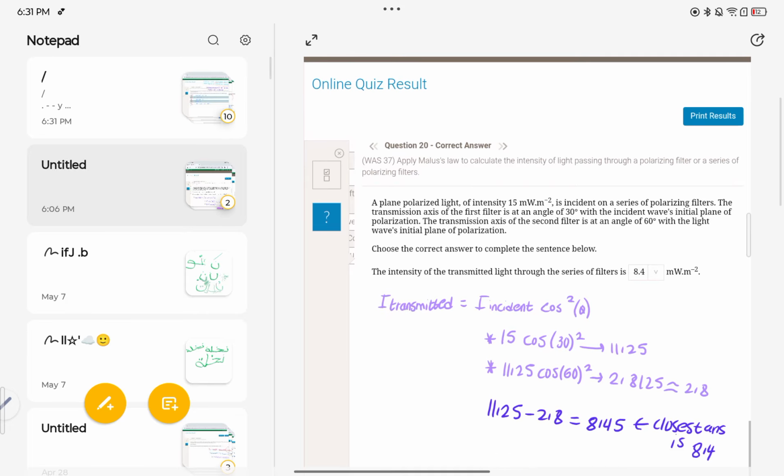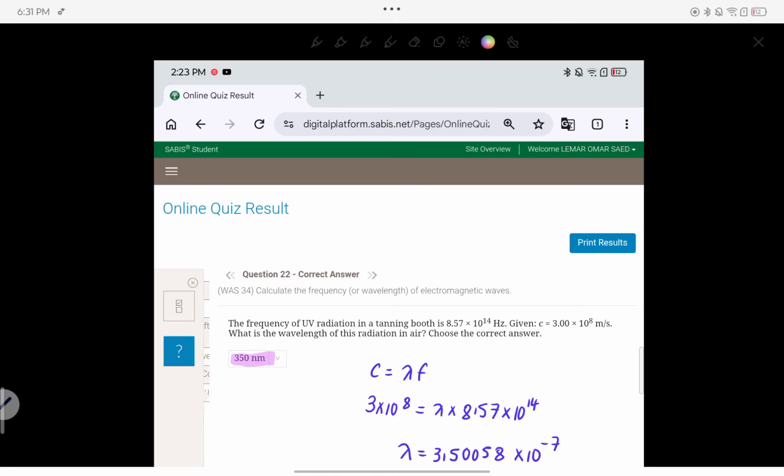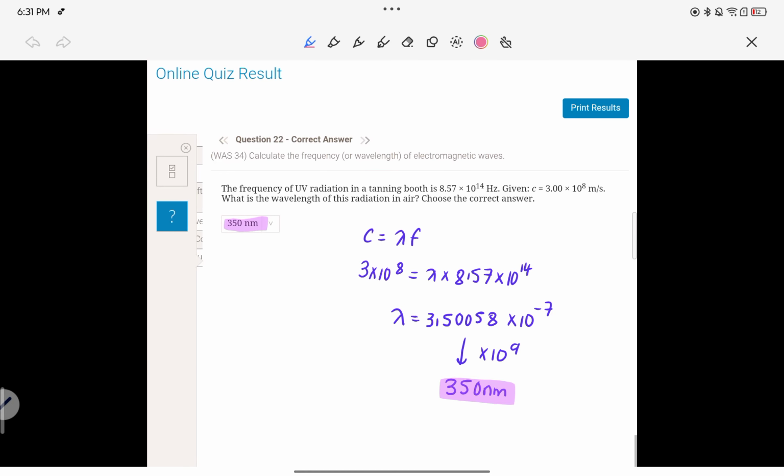One more question. The easiest question. This one's going to come for sure. Now, C equals wavelength times frequency F. They gave you the C and they gave you the frequency. So you just need to find the wavelength. You get this as meters. You have to make it to nanometers. So you get 350 nanometers, multiplied by 10 to the power of 9.